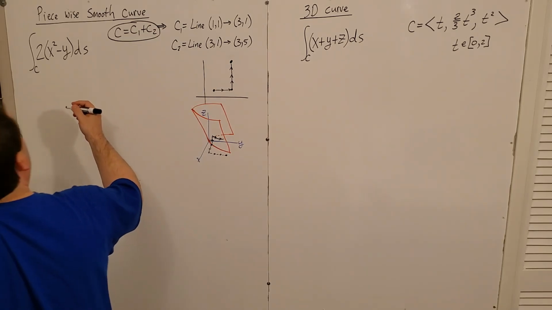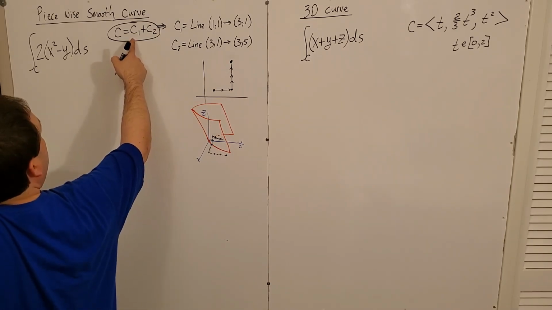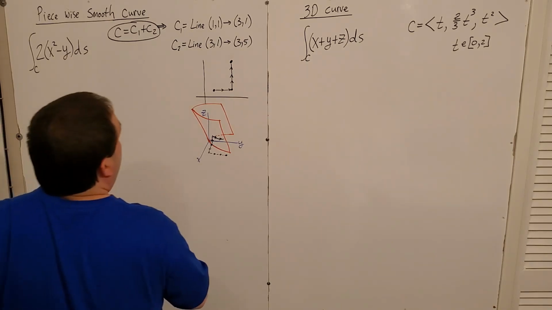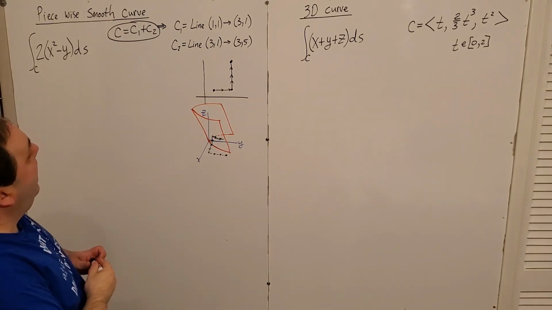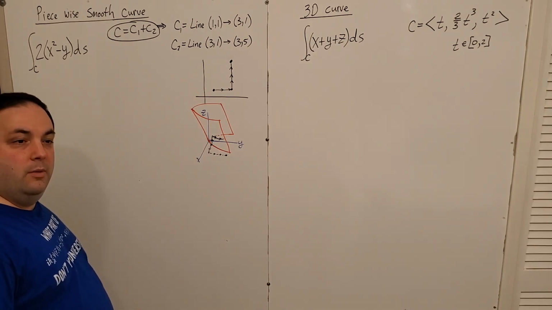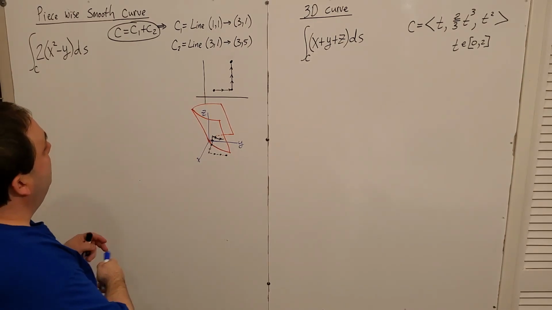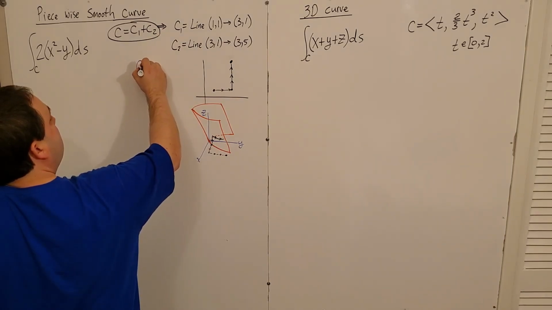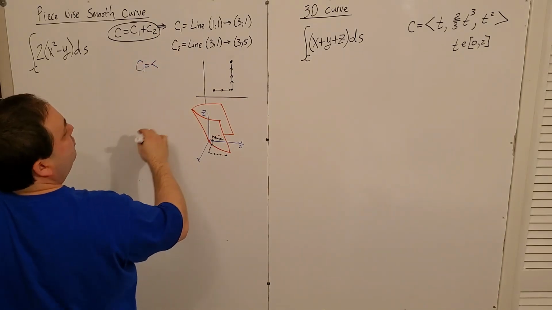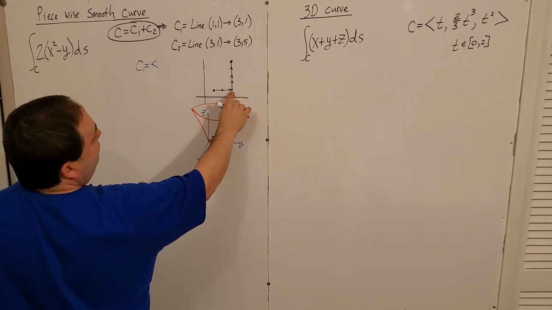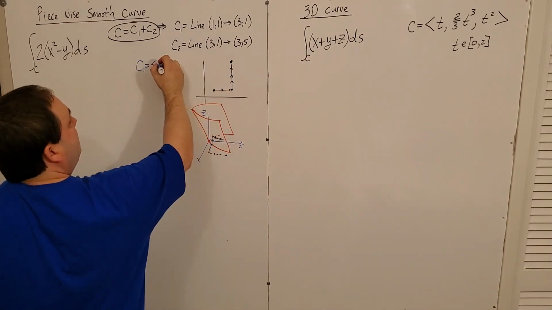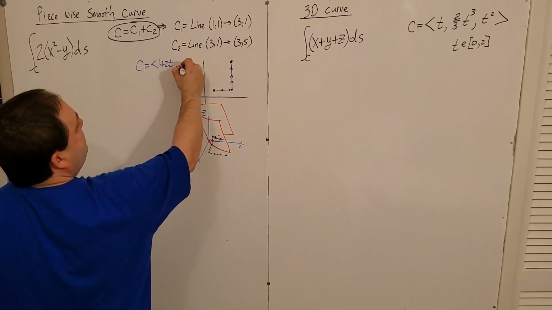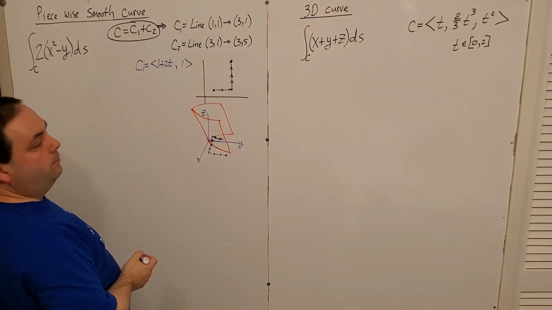So what I have to do then is split this into 2 separate integrals, because I'm going to have 2 separate parametric parameters. C1 is going to be the parametric that just goes from here to here in a straight line. So that's going to be the 1 plus 2t we saw before, but y stays constant at 1 the whole time.